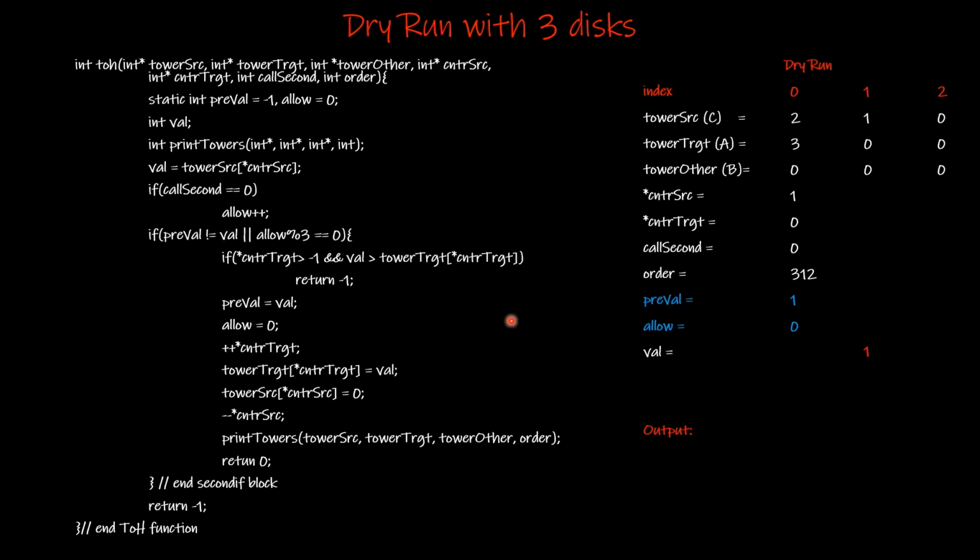Next we check the if condition, is call second equals 0, yes, and therefore allow is incremented, that is set to 1. This condition is checked, is previous val not equal to val. Previous val is 1, val is 1. So this condition is false. Okay, this condition is false. So now, because we are using a short circuit OR operator and this is false, we have to go to the second part of the condition. We have to evaluate this condition.